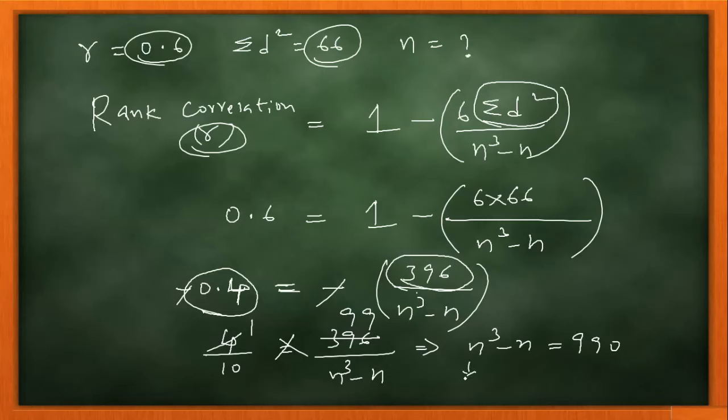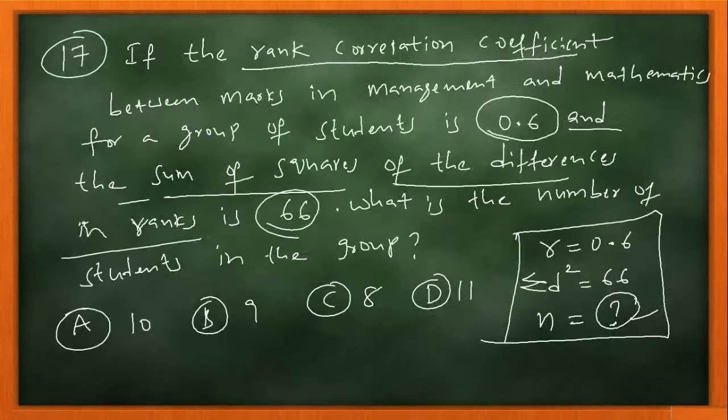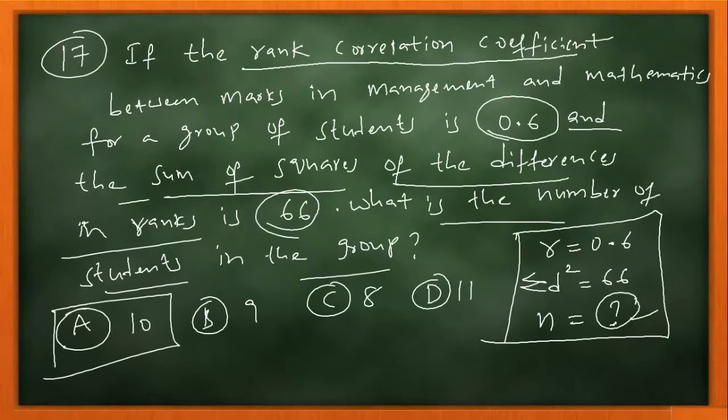So in place of n, if you substitute 10, you'll get this solution. You can check, 10 cube is 1000, 1000 minus 10 will be 990, which is correct. So no doubt the number of observations, n, is equal to 10 here. You can check the solution. The number of students in the group will be 10. Option A is correct. Just check your solution, everyone.